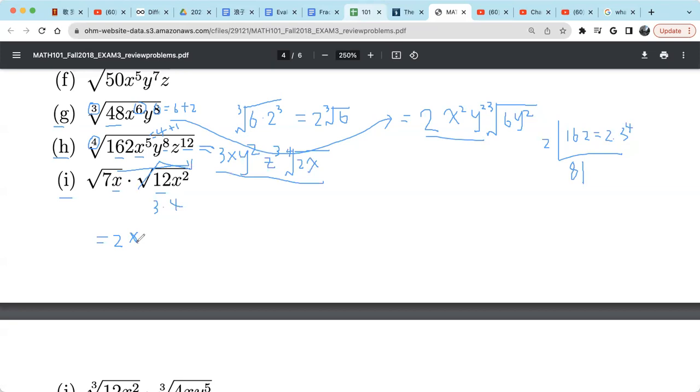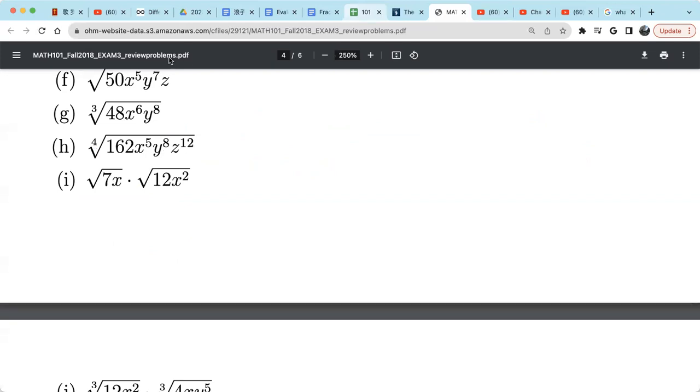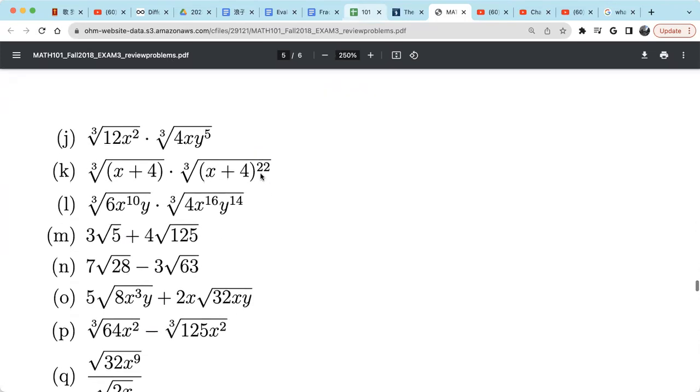So we have 2x. Now what's still under the square root? We have 3 times 7, that's 21. And then we have x. So the answer for I is 2x square root of 21x. Let's keep moving.